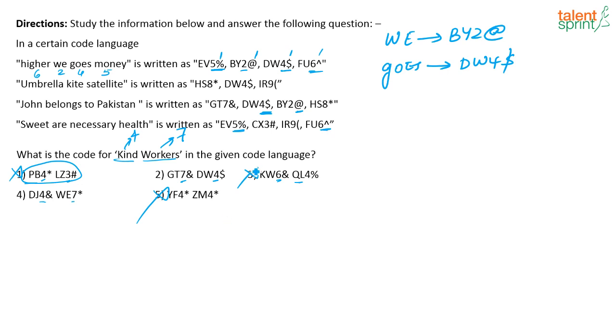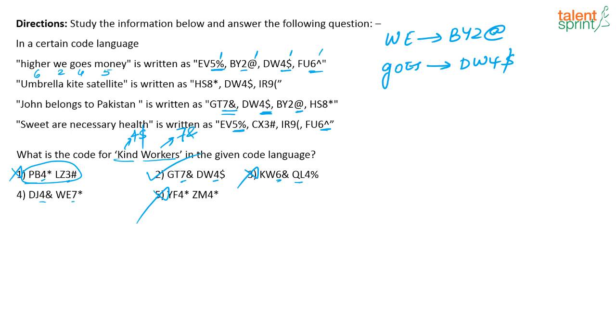So basically, for 2-letter words, there is a particular symbol used. For 3-letter words, there is a particular symbol used. For 4-letter words, there is a particular symbol used. So whenever 4 comes, what should come? Dollar should come. And whenever 7 comes, what should come? And should come. So again, now look at the options. Obviously, option 2 has to be your answer.